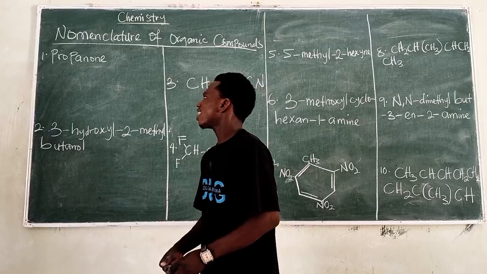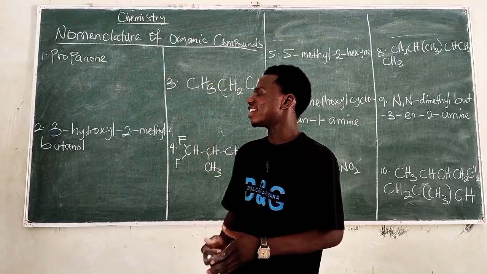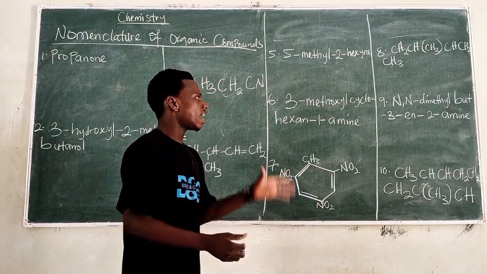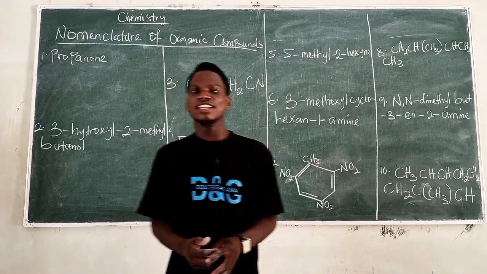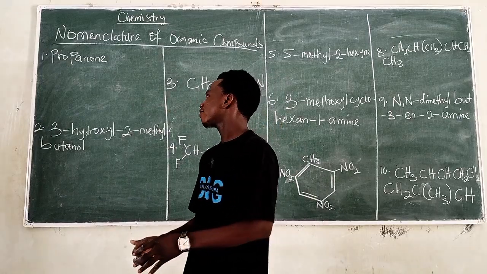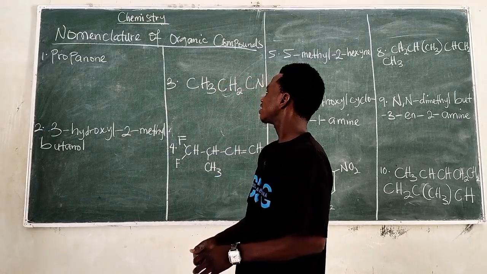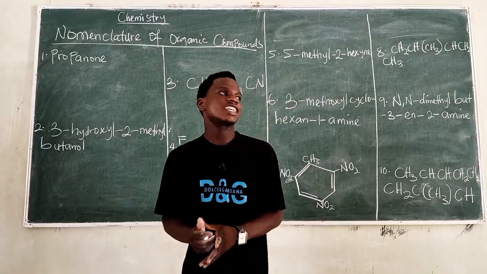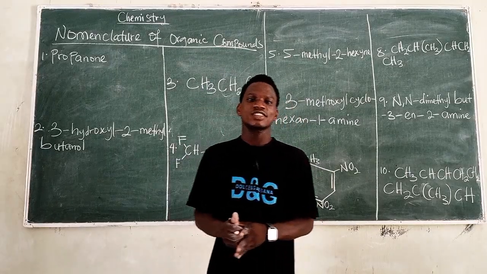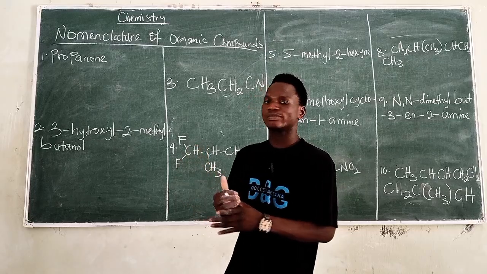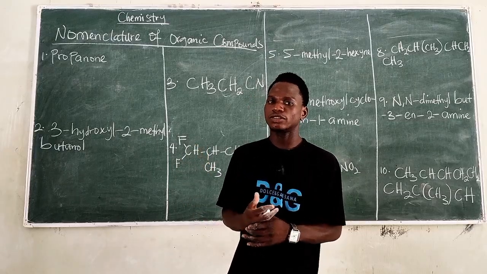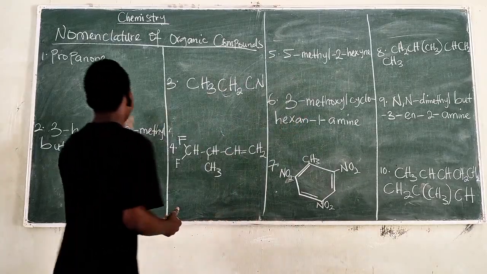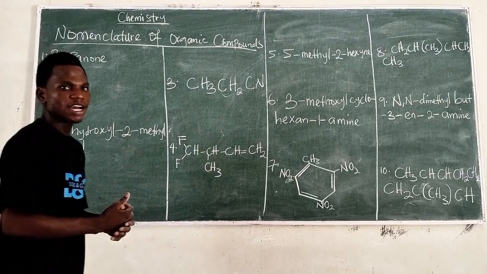So let's look at 10 organic compounds and how we can name these organic compounds. We have the names given, and then in some instances we have the condensed structure given. So let's look at how to name the organic compounds on the board. In number one, we have propanone.